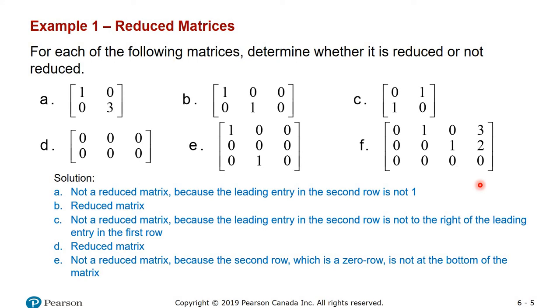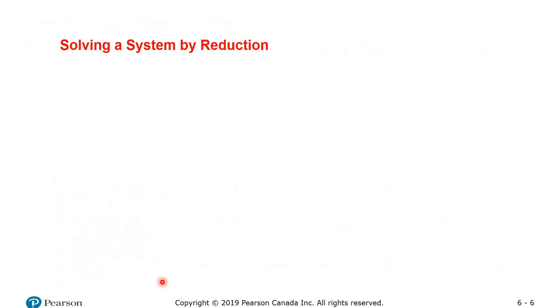And then we have to check, are the leading ones in each row on the right-hand side of the leading ones in the rows above it? And this is indeed true. This is on the right-hand side of the one above it. So this matrix, which is part of example F, is indeed a reduced matrix.